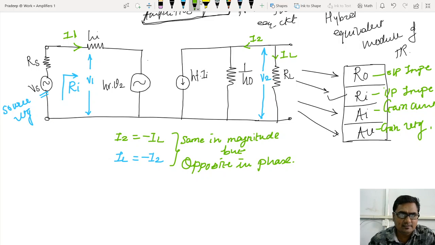So now I1 is the input current, I2 is the output current, V1 is the input voltage, V2 is the output voltage, Ri is the input impedance, and let me write Ro as the output impedance also. So now the circuit is symmetric. Input impedance, input current, input voltage, everything I have shown here. So now let us start with the actual analysis.